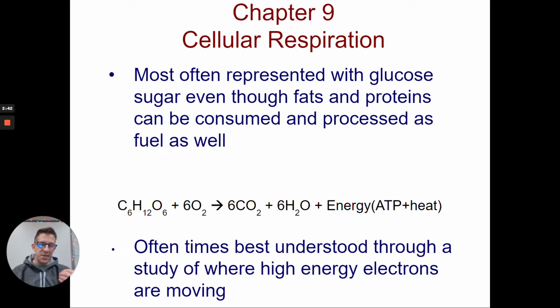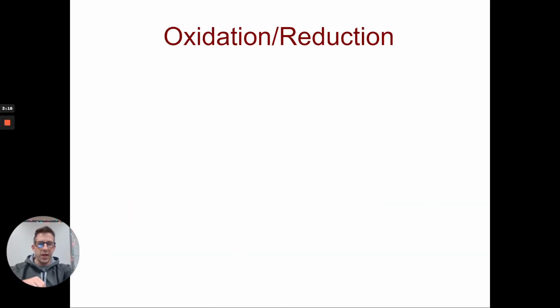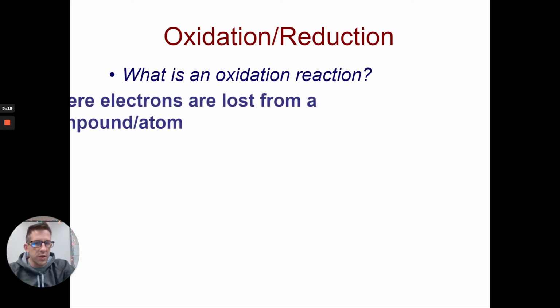Now, when we start to get into detail with this chemical reaction, chances are you've not hit on it in the great detail that we are going to. The best way to understand this chemical reaction is to study where the high energy electrons in this reaction are moving, okay? I know that seems very abstract and maybe difficult, and maybe you've not even covered this in AP chemistry or honors chemistry, but there's a relatively easy way of doing that. But we've got to do a little bit of review first.